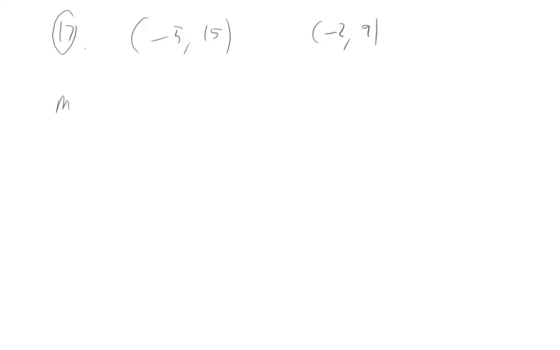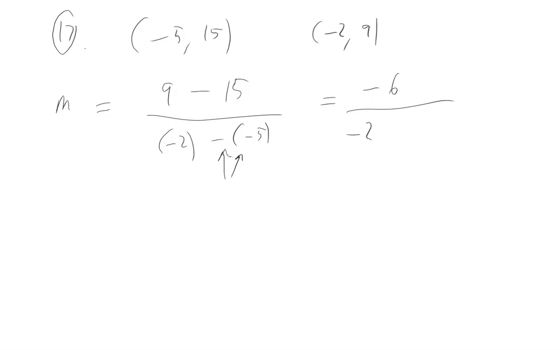What you do is you find the slope of the line first. So remember, we take the second y value minus the first y value, and then we put that over the second x value minus the first x value. I'm putting it in parentheses because it's negative. Then we'll get 9 minus 15, which is -6, over -2 minus -5. But if you subtract a negative, you're really just adding, so it's -2 plus 5, which equals 3. So you get -6 over 3, which just equals -2. So the slope equals -2.